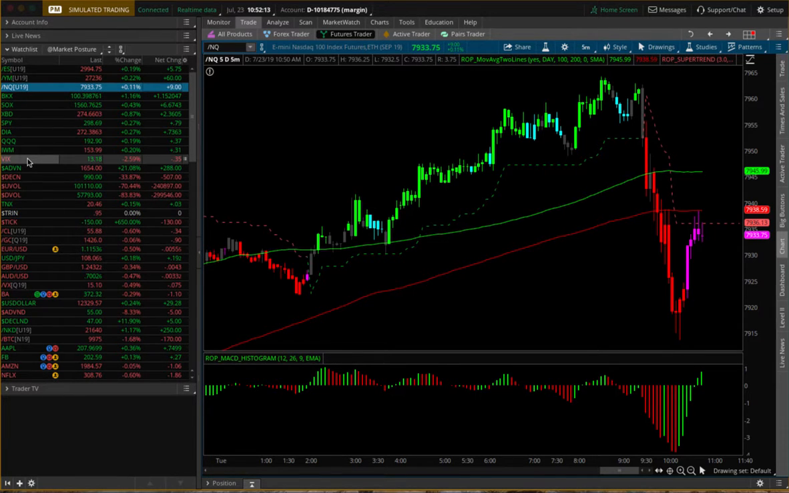So if there's less fear in the market, then more people are more likely to buy or put risk on the table. And then we have our advancers and decliners, some of the best indicators for looking at what's going on in the market.